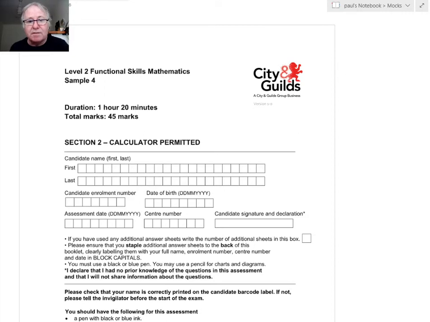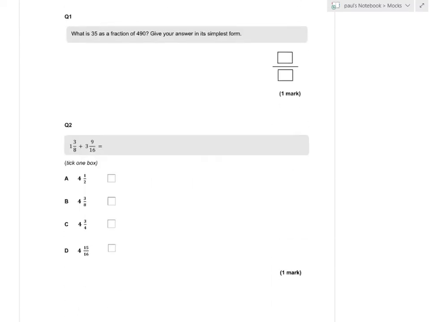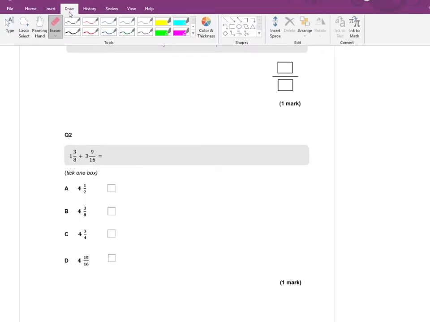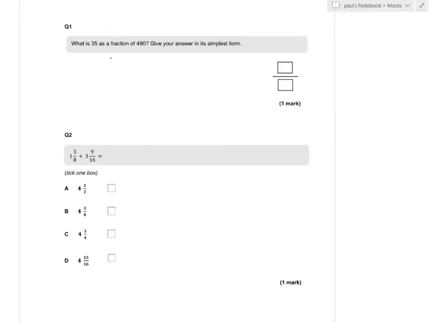Right, City and Guilds again, level 2, sample 4 calculator paper this time. Let's get the pen, let's draw the pen, we'll do it in blue. Write 35 as a fraction of 490, give your answer in the simplest form.